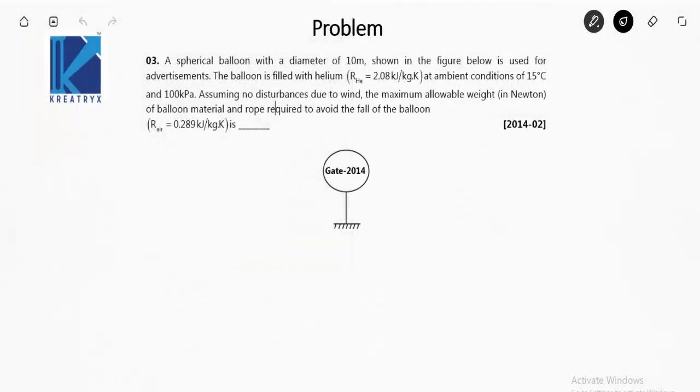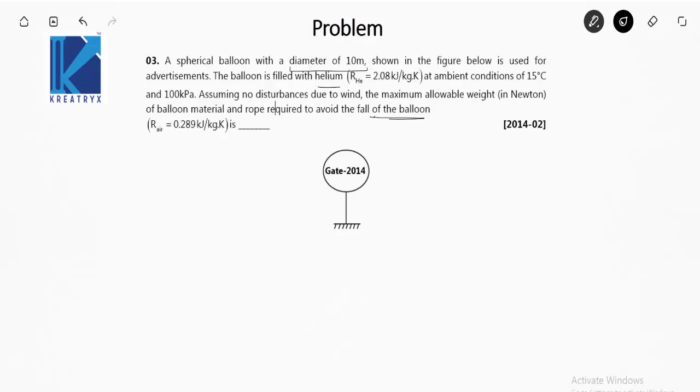A spherical balloon with a diameter of 10 meter, shown in the figure below, is used for advertisements. The balloon is filled with helium, at ambient conditions given. Assuming no disturbances due to wind, the maximum allowable weight of balloon material and rope required to avoid the fall of the balloon is equal to the net buoyancy force.